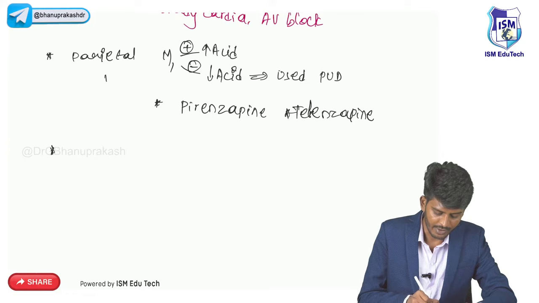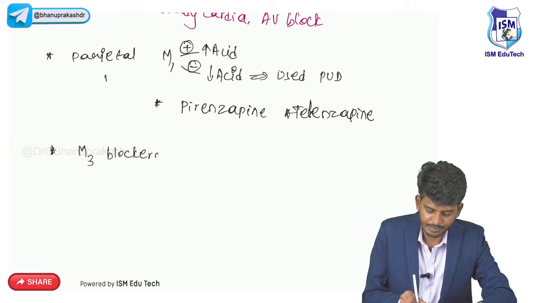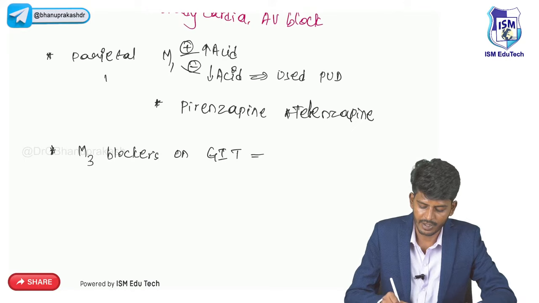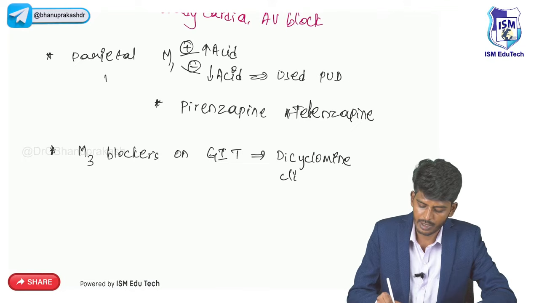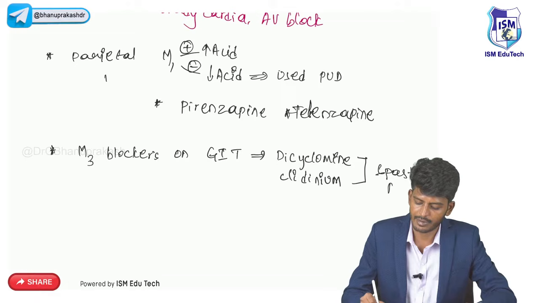Now there are other ones. M3 blockers on the GIT. If you block the M3 receptors on the GIT, we have a drug called dicyclomine. Dicyclomine. Okay. There is one more drug, clidinium. These two drugs are M3 blockers in the GIT. Basically, they are used for spastic conditions.